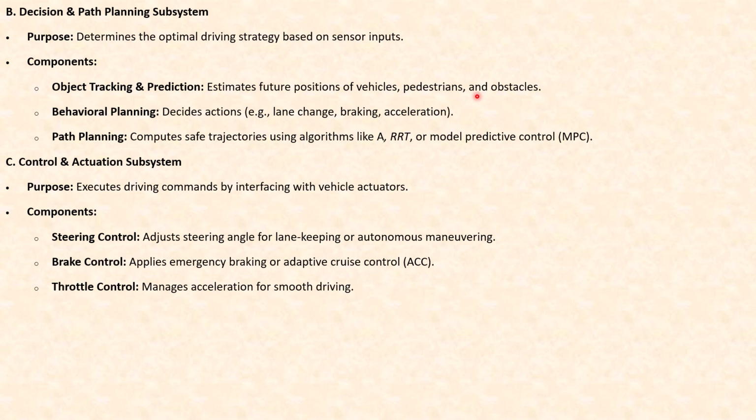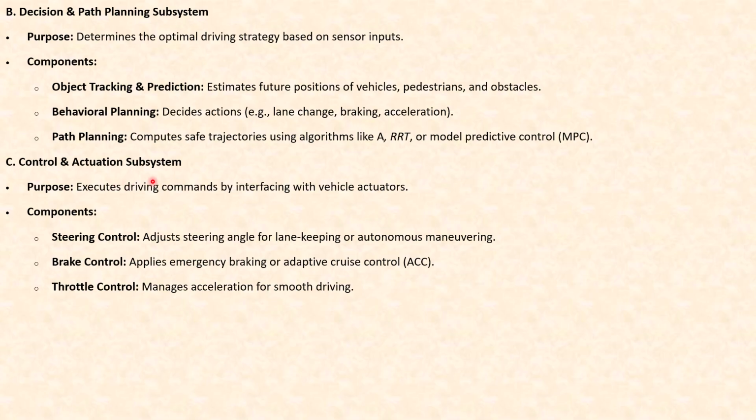And next comes the behavioral planning. It decides the action: lane change, braking, acceleration. And next comes the path planning. It computes safe trajectories using algorithms like RRT or model predictive control. So these are all the various types of path planning subsystems.